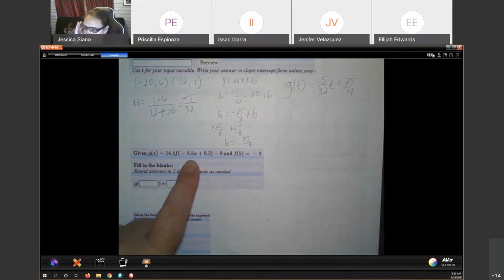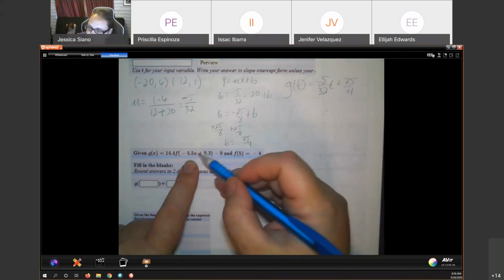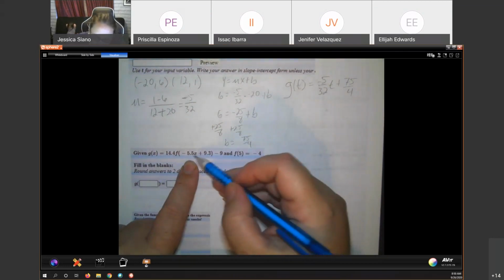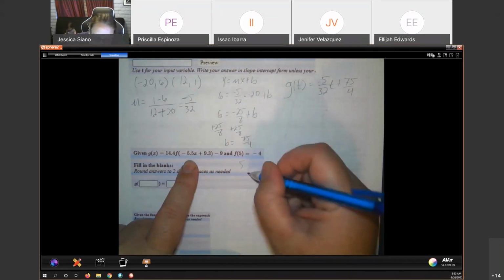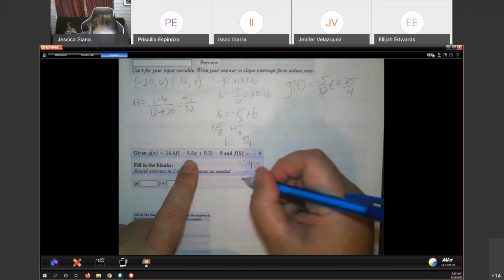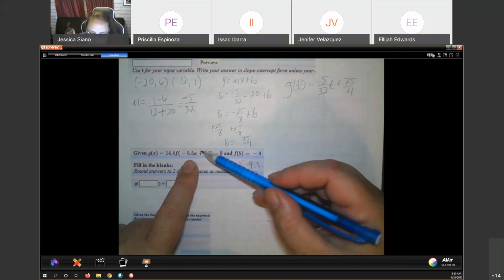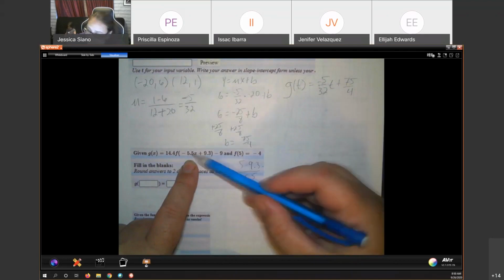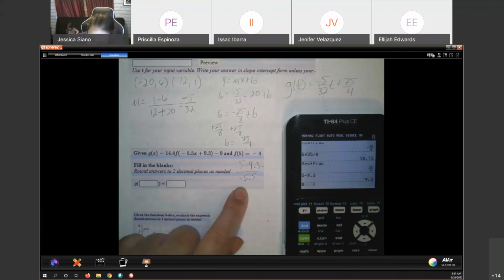So here, remember when we did transformations, I told you you do the opposite on the inside and in the opposite order also. So here you would think that you would multiply by negative 5.5 and add 9.3, but you're not going to do that. Instead, you're going to subtract 9.3 and then divide by negative 5.5. So the opposite operation and in the opposite order. Instead of multiply, add, you subtract, divide.